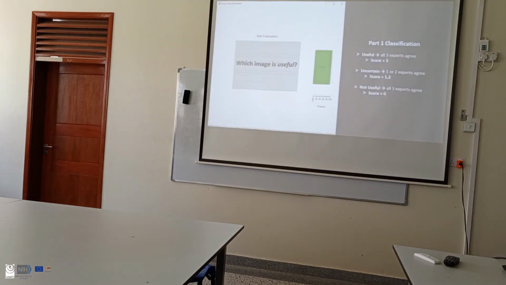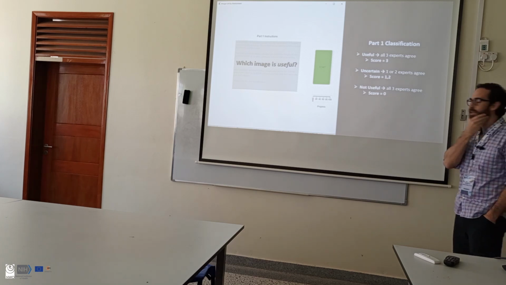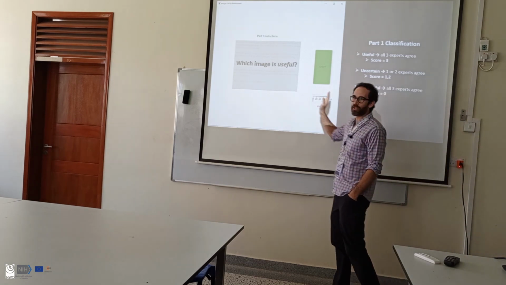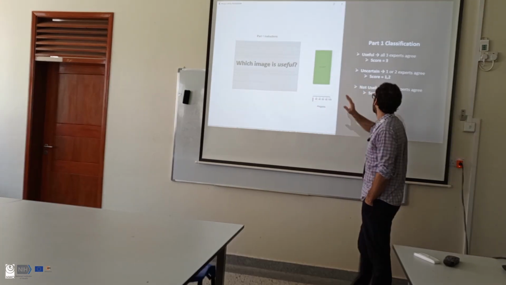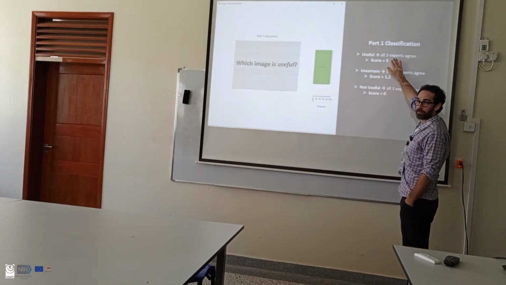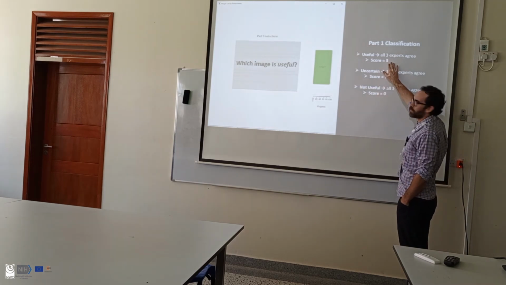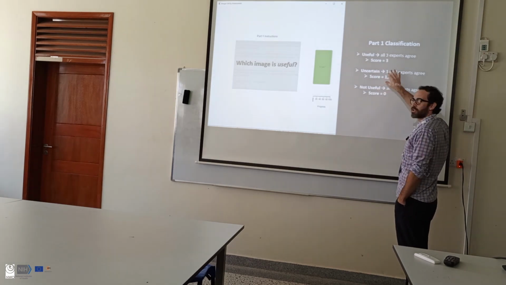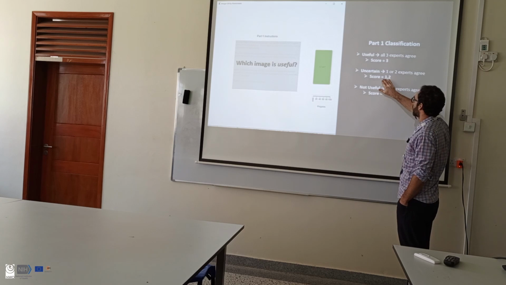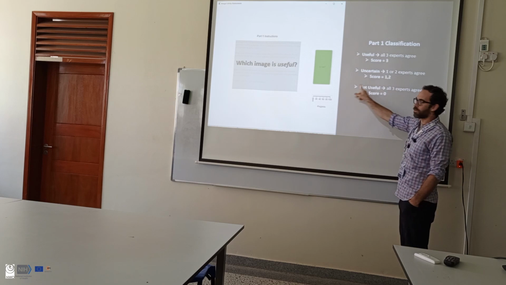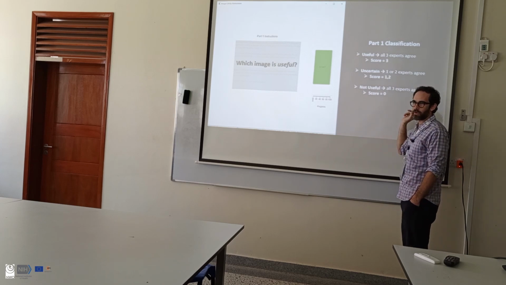Okay, so I made an app in MATLAB to show these surgeons, and it was in two parts. In part one, I just asked them which image is useful, and they would respond. They all did this separately at different times. If all three experts agreed that a particular image was useful, that image would get a 3. If one or two would agree, the image would get a 1 or a 2. So it's just additive. And if all of them agreed that it was not useful, that image would get a 0. That's how I scored the images.